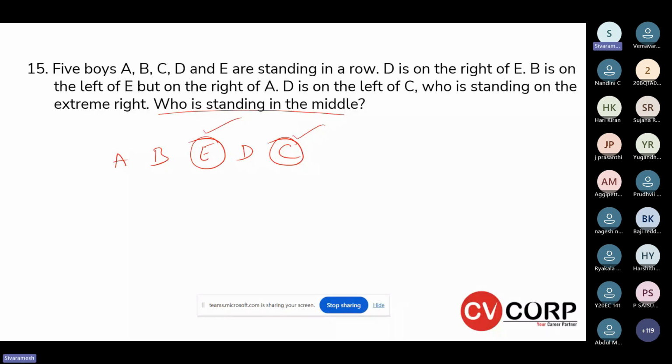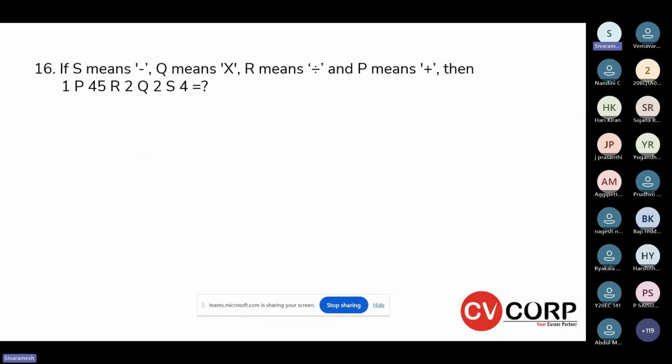Next one. These types of questions, based on symbols, will be asked in competitive exams. Mostly these work with the rule of BODMAS. Hope you have heard about it, right? So S means minus, Q means multiplication, R means division, P means addition. Here just replace it. Instead of P, plus, 1 plus 45, R means division.